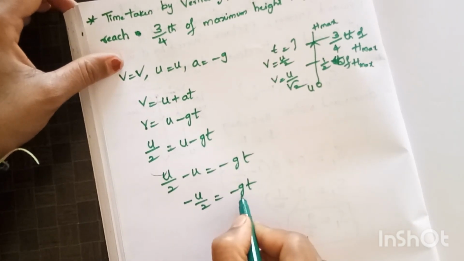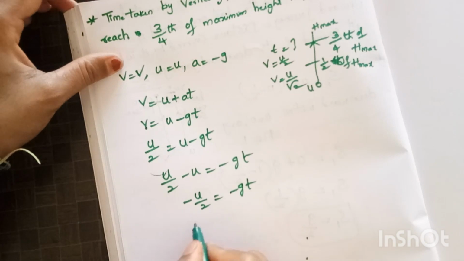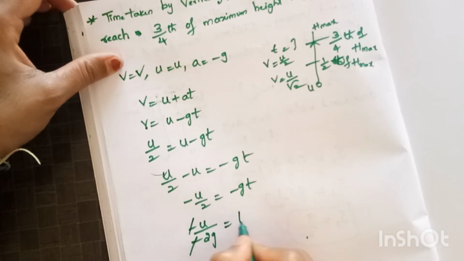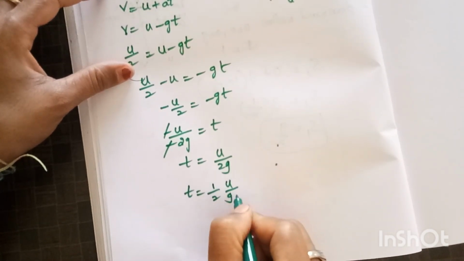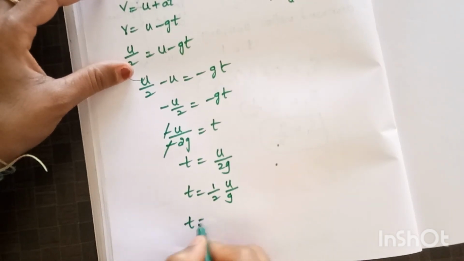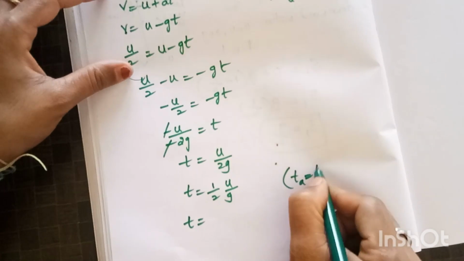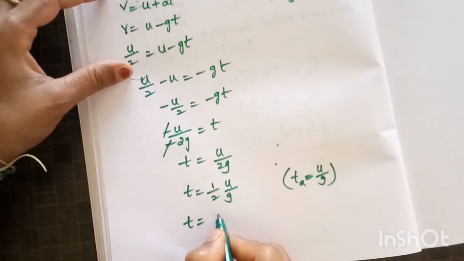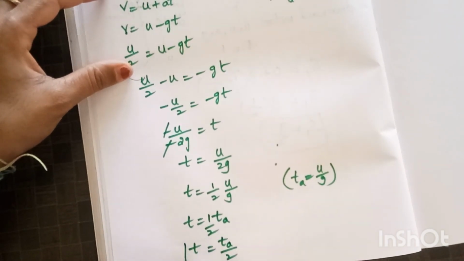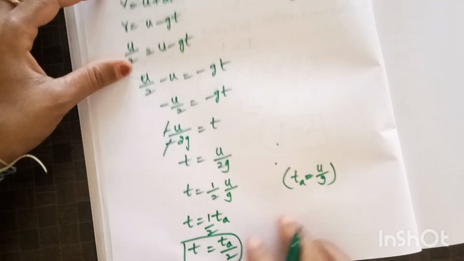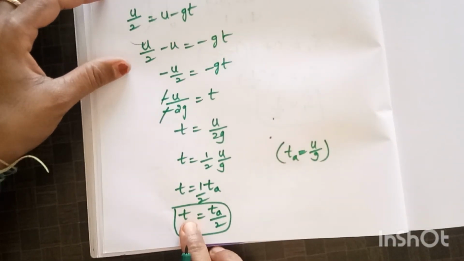We want t here. As g is multiplying, I am sending it to the left hand side, it will divide. Minus u by minus 2g. Minus minus will be cancelled. t equals u by 2g. So t equals 1 by 2 into u by g, which is the same as u by 2g. What is u by g? It is the time of ascent, ta. So t equals ta by 2. This is the time taken by the body, when vertically projected up, to reach 3/4 of the maximum height.